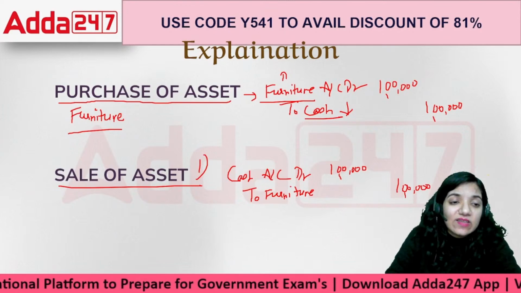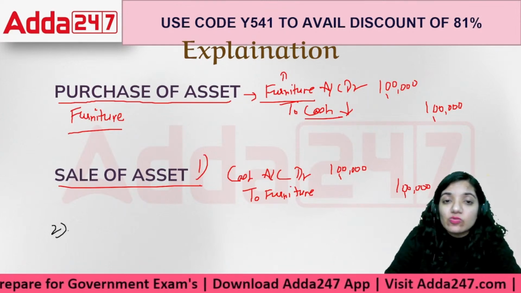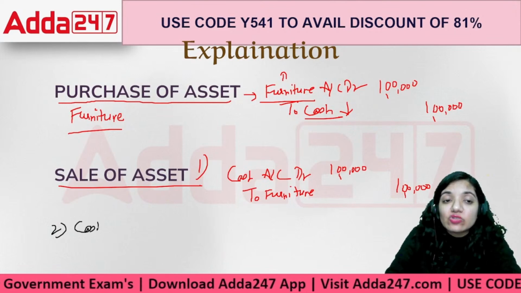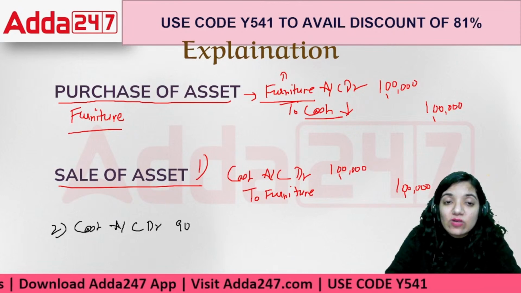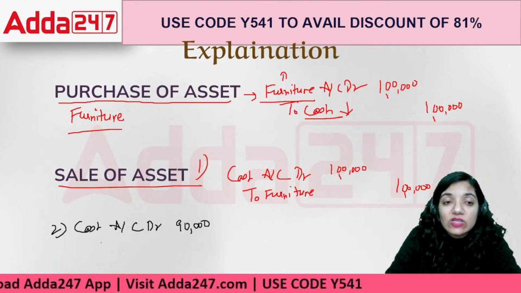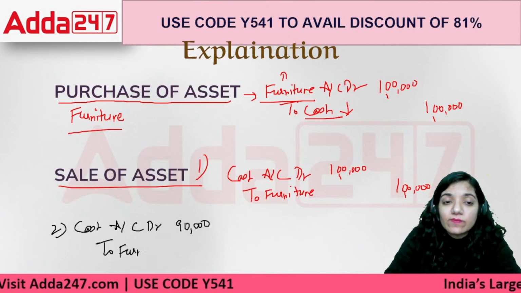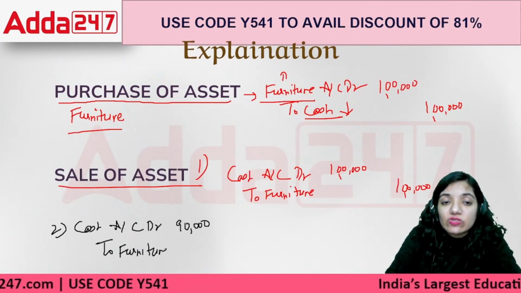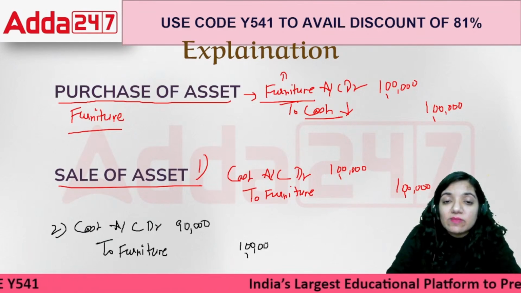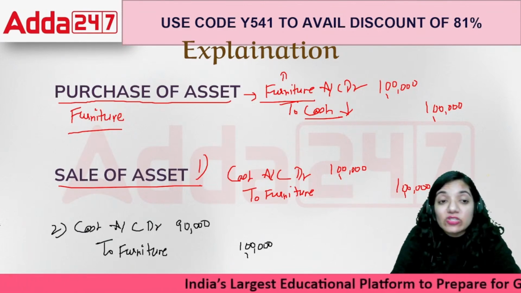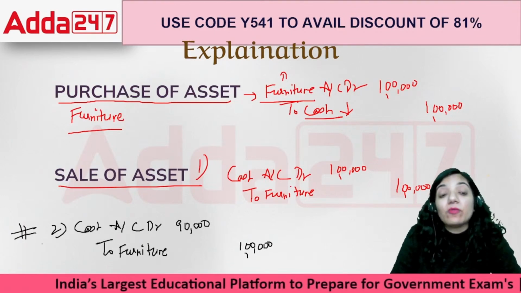In the second scenario, it would be number 2. If I receive cash worth rupees 90,000, then what? This is cash account debited 90,000 to furniture. The furniture cost rupees 1 lakh. That means my debit and the credit side is not matching. This is a different kind of entry, isn't it? This is called a compound entry.